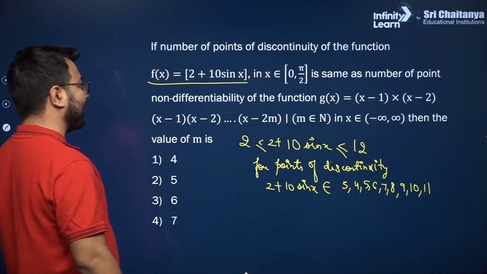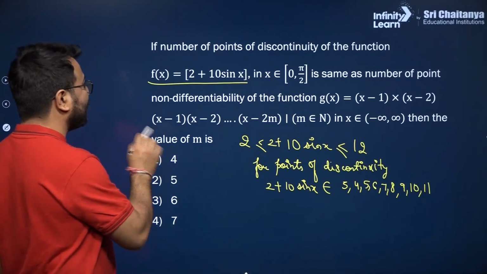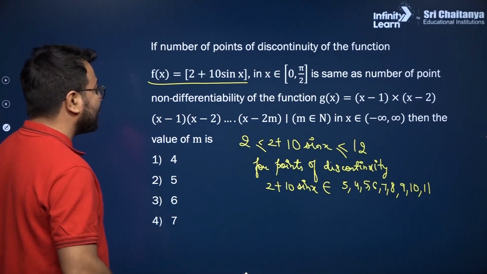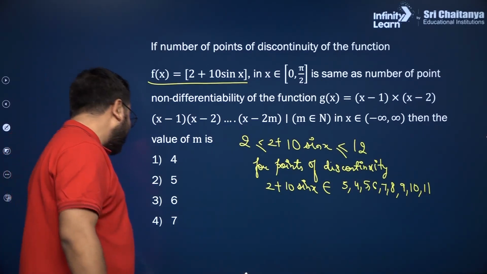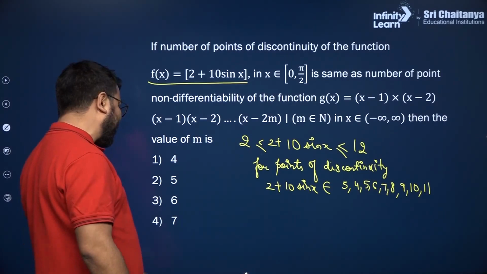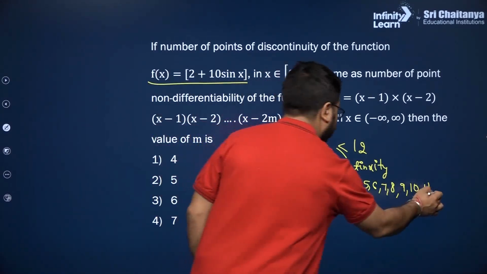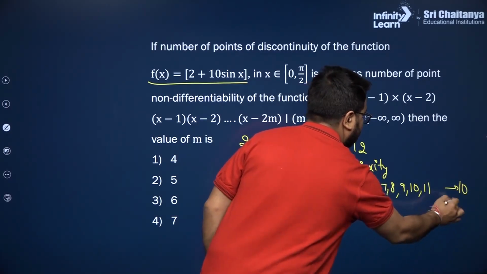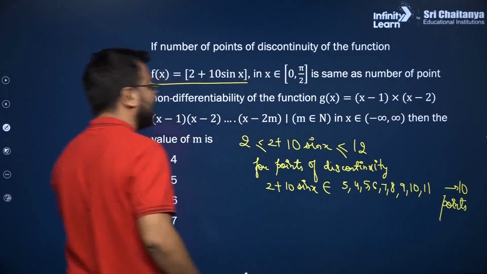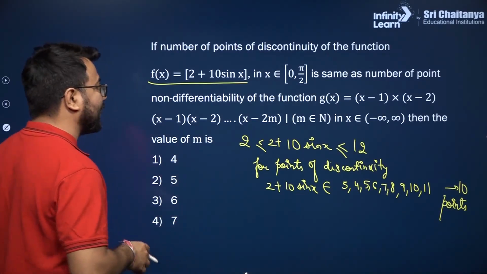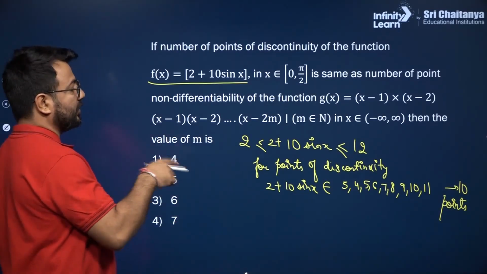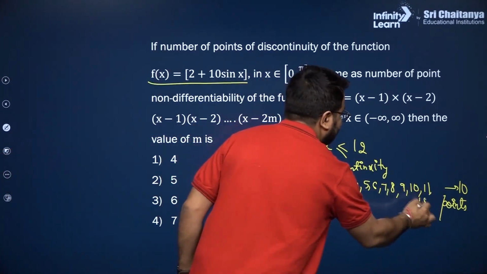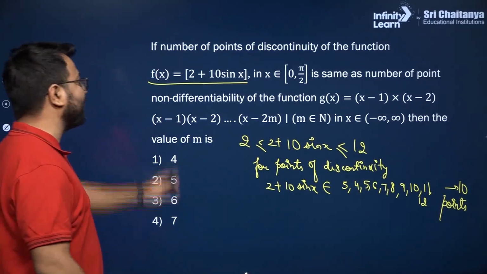So how many are these numbers? If you try to figure it out, 2 is also part of the interval and 12 is also part of the interval. So basically the number of points of discontinuity we need to analyze here will be 10 points. The number of points of discontinuity. There we'll observe 3, 4, 5, 6, 7, 8, 9, 10, 11, and we need to consider 12 also. So basically there will be 10 points of discontinuity for this function.